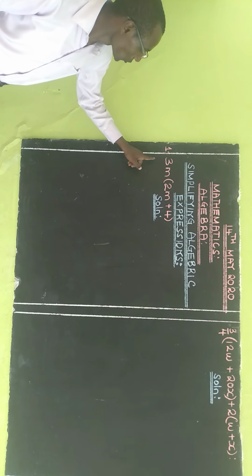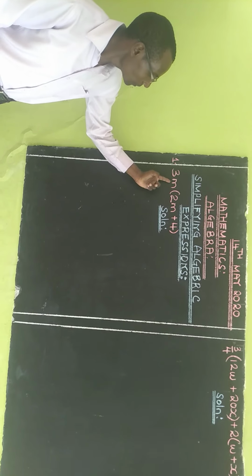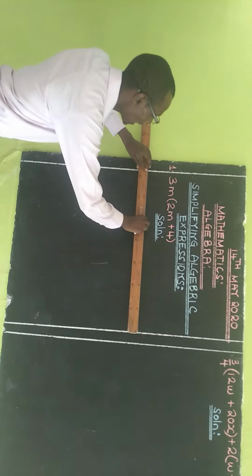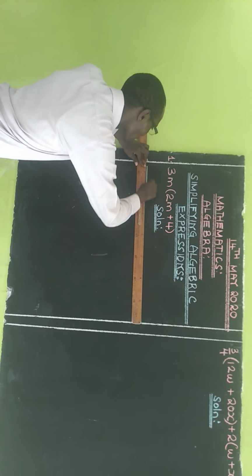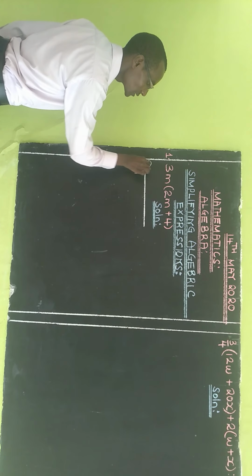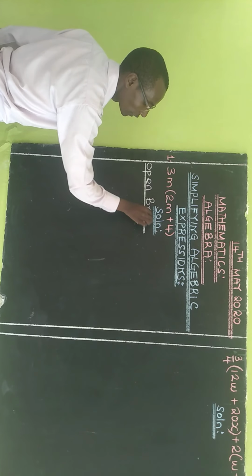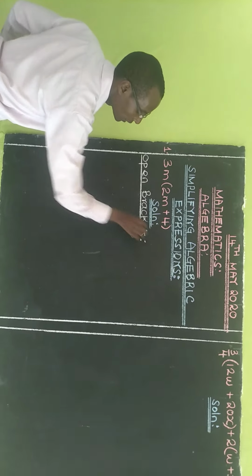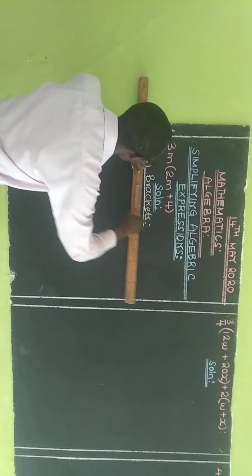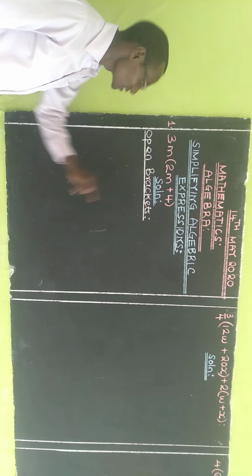Now, the very first question reads: simplify 3m into bracket 2m plus 4. As I said earlier on, the very first step when simplifying this kind of question, you always start by opening the bracket. So we shall start by opening the bracket. And while opening the bracket, I clearly said that you always pick the number outside the bracket and multiply by everything inside the bracket.